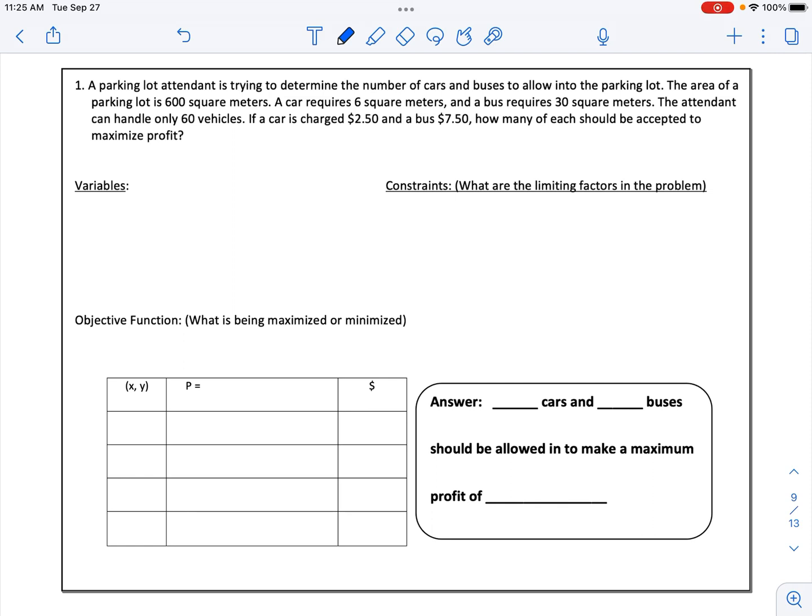So our first step is to identify the variables. This whole problem has to do with cars and buses. So our variables, we're going to have x be the cars. If you don't like x and y, you can use something else, but on Desmos, you'll need x and y, I believe, because we've got an x-axis and a y-axis.